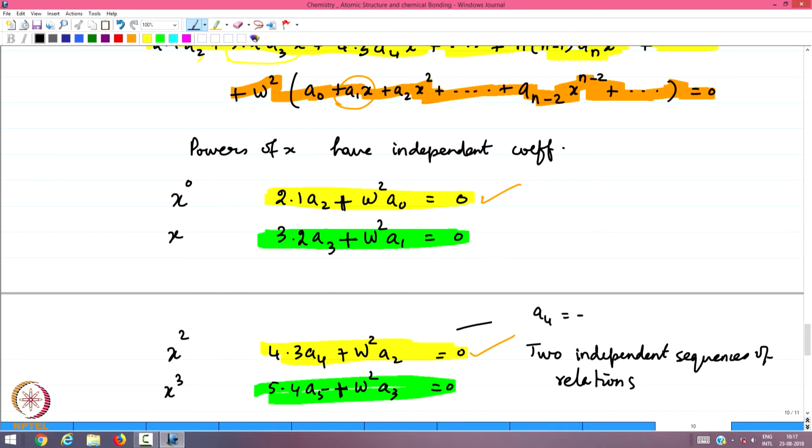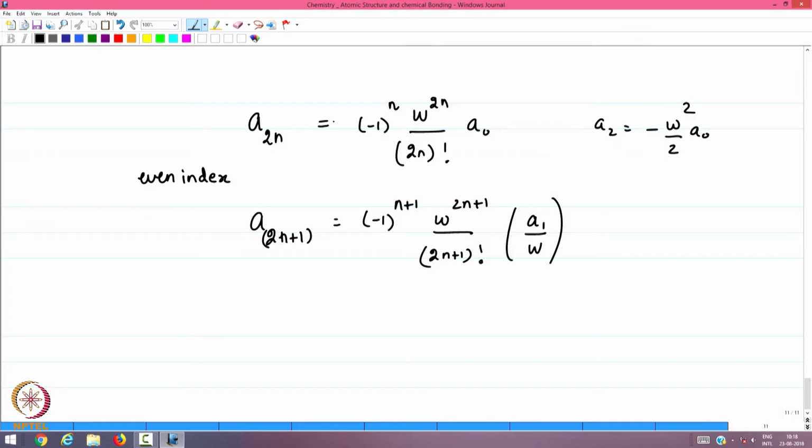a4 is minus omega square a2 divided by 4 into 3, 4 times 3, and a2 is already a minus, therefore it is plus omega raised to 4. a2 also contains an omega square and it is a naught divided by 4, 3, 2, 1, so it is 4 factorial. So a4 is omega 4 a naught divided by 4 factorial. So it is easy to see that this generality is here, that a2n is minus 1 raised to n, a4 is plus, a6 will be minus and so on.